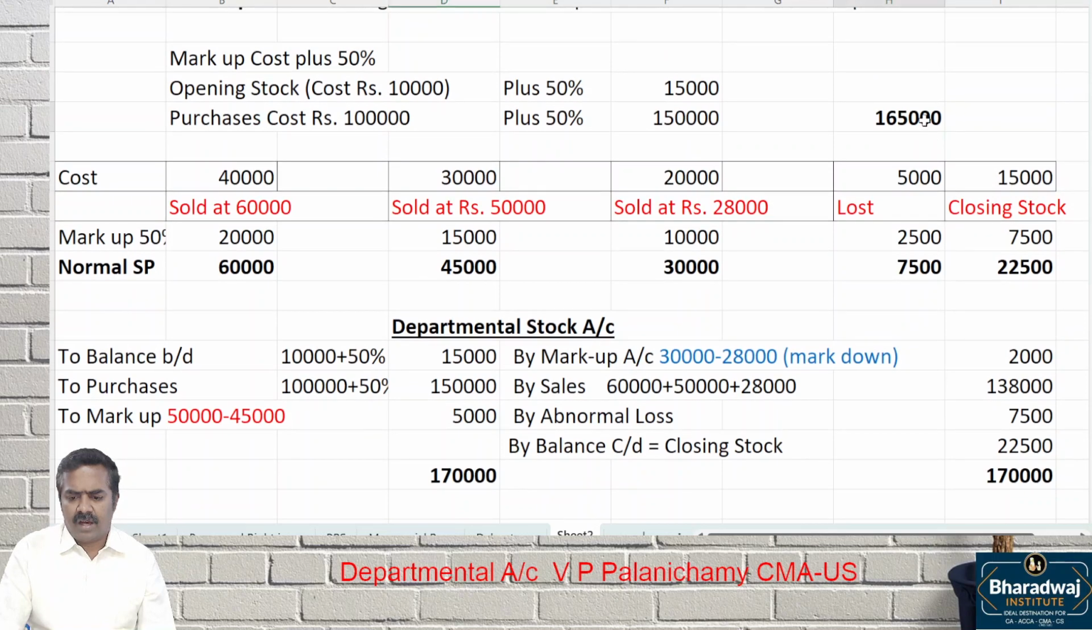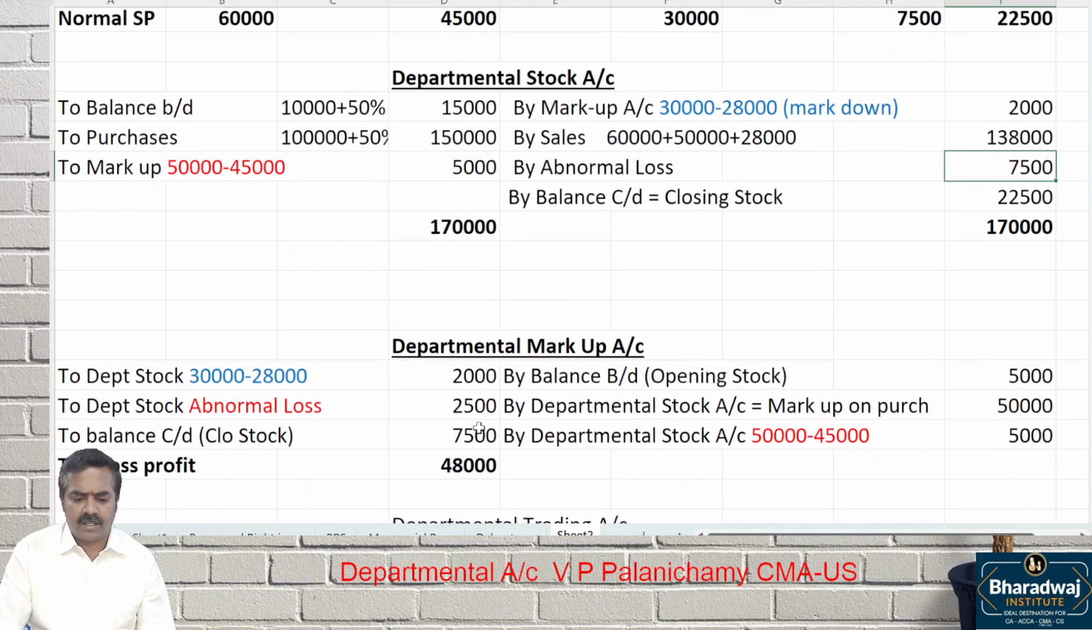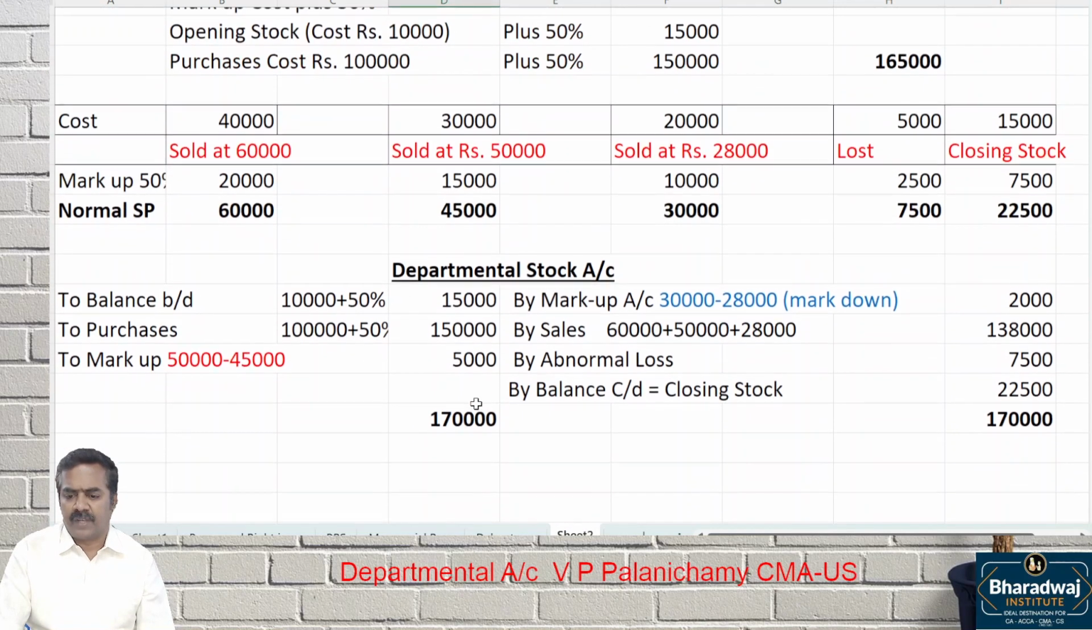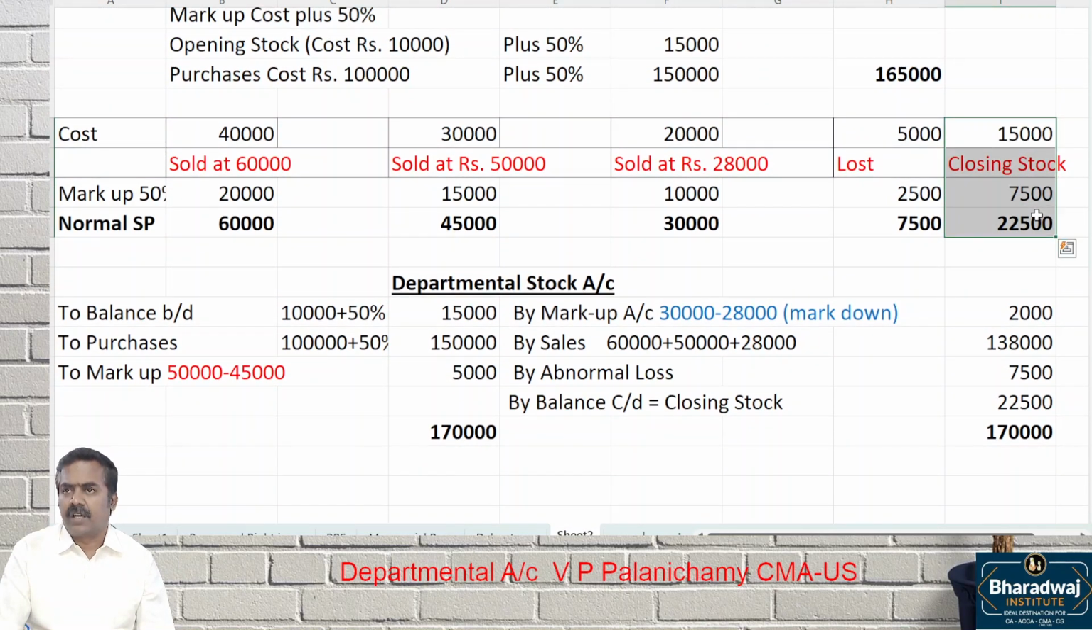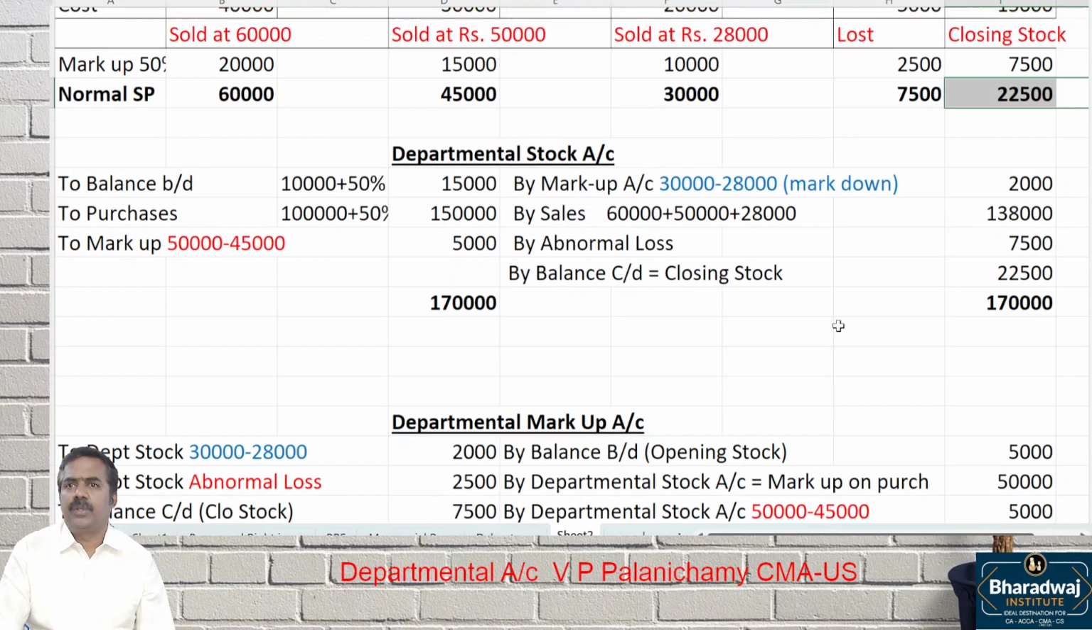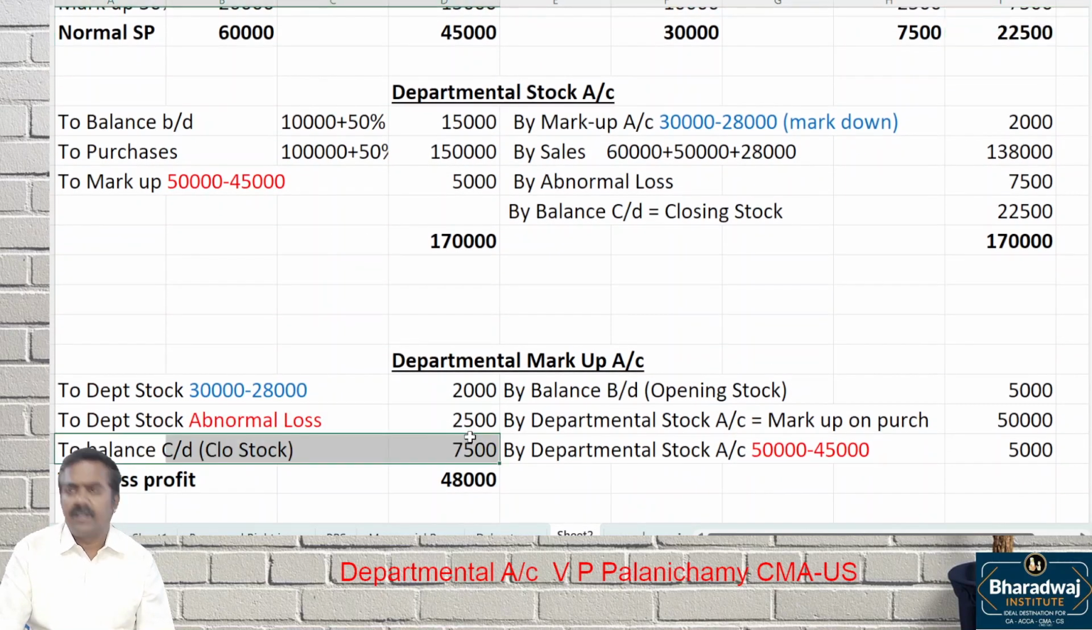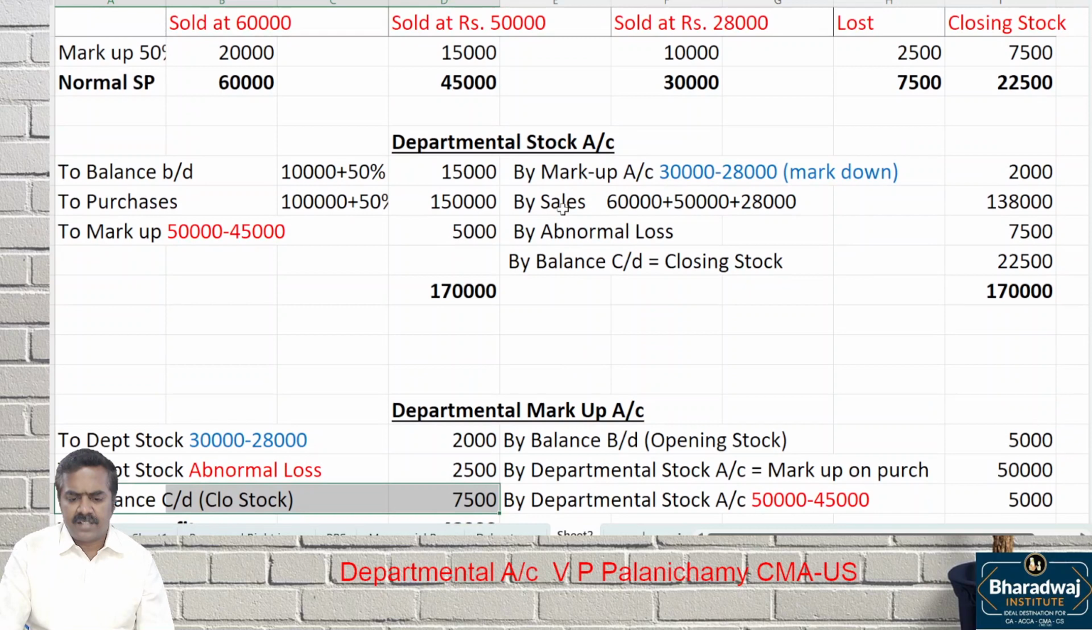Then, abnormal loss, what is the markup price? 7,500. Other profit element how much? 2,500. What is the closing stock normal selling price? 22,500. In that, what is the profit element? 7,500. Sales, of course, you can record.